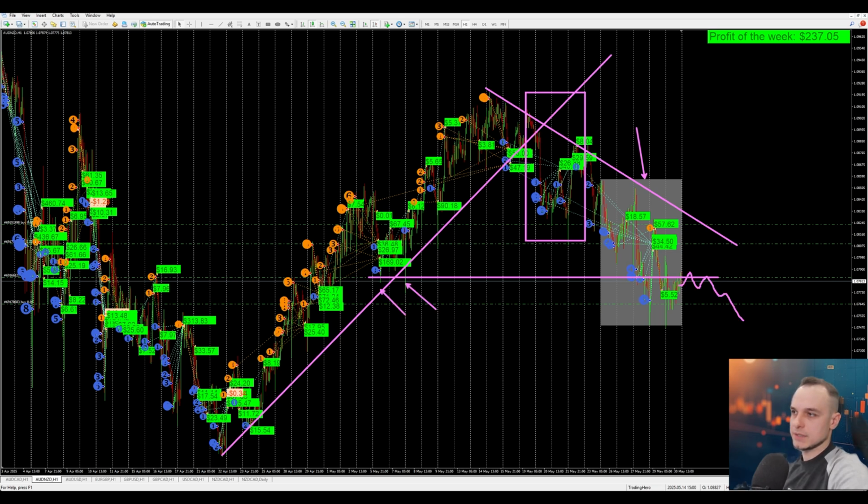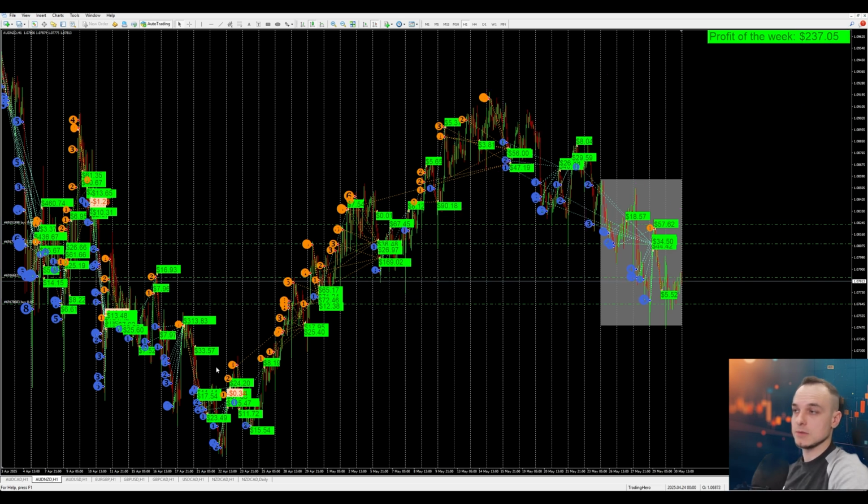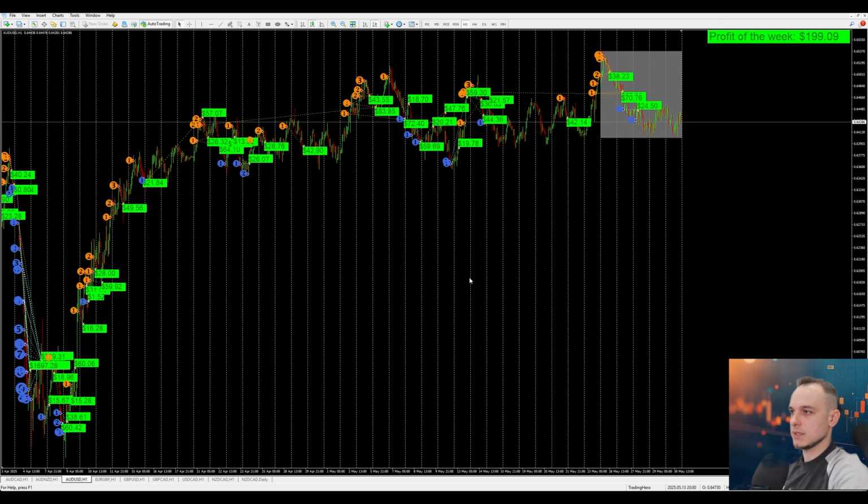Our main strategy here remains the same. We've got open buy trades, we'll continue to average in and wait for a bounce next week. This week's profit, $237. Moving on to the Australian dollar against the US dollar, here we're back to an uptrend.